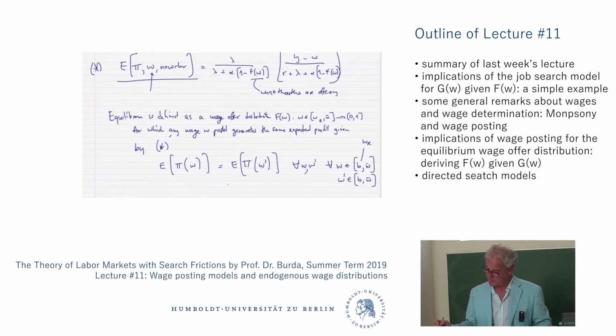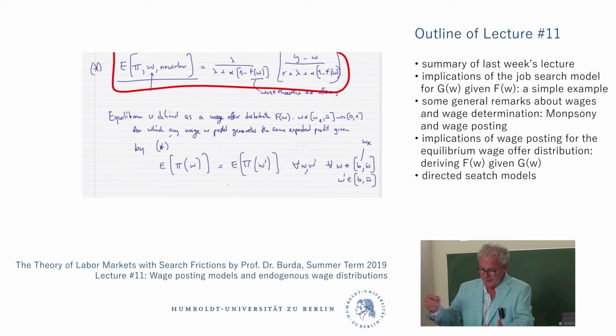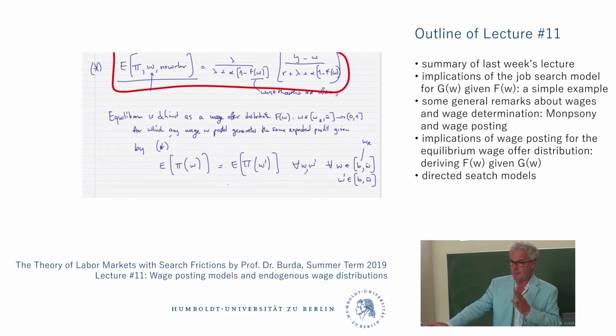So all we have to do to find this F is use that wonderful expression and plug in any arbitrary values of W and W prime that impose equality. And of course, we probably want to also pin down the endpoint of the distribution. And we know that the reservation wage is equal to B. So it's kind of like a boundary condition. That'll help us as well.